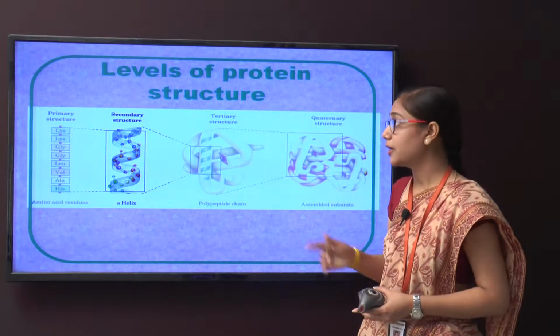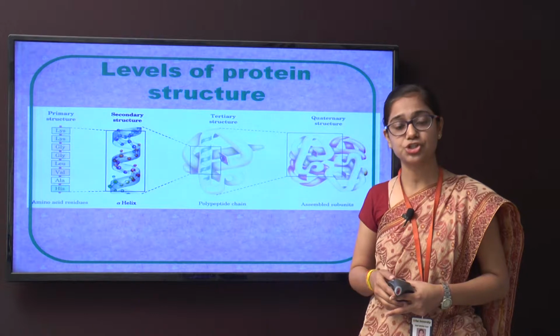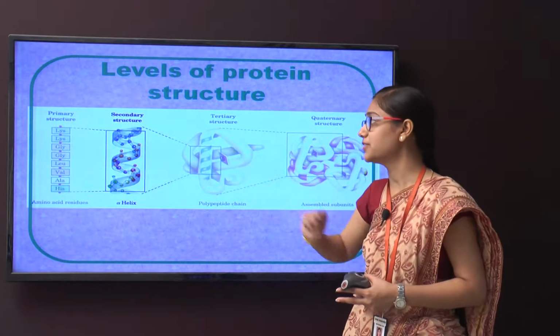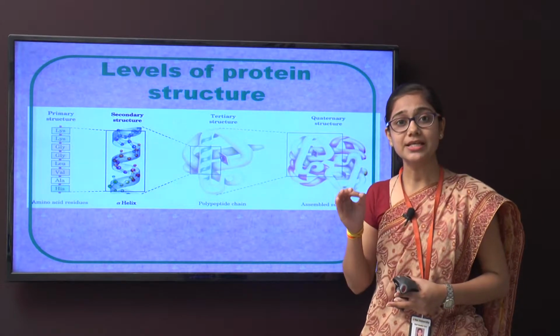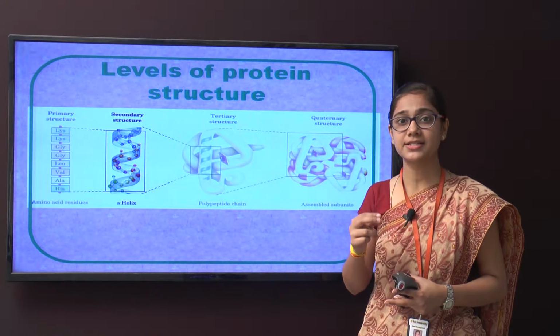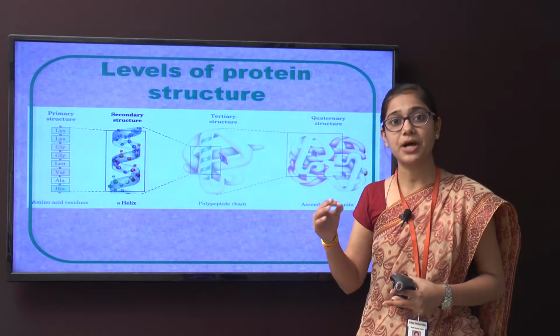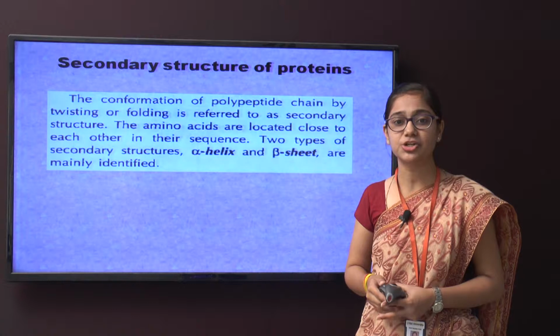Next we will see the secondary structure of protein. There is a diagram of the secondary structure of protein. In the secondary structure of protein, we will discuss 2 types: alpha helix and beta pleated sheet.